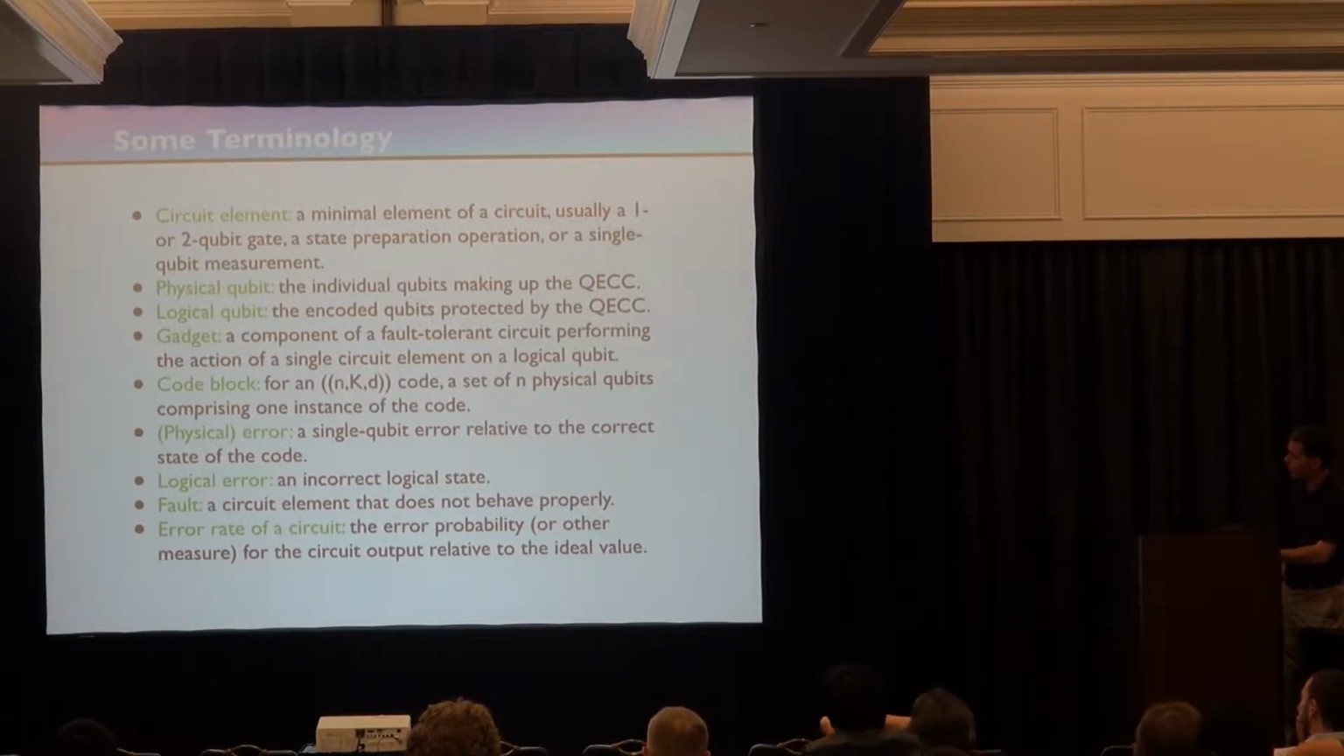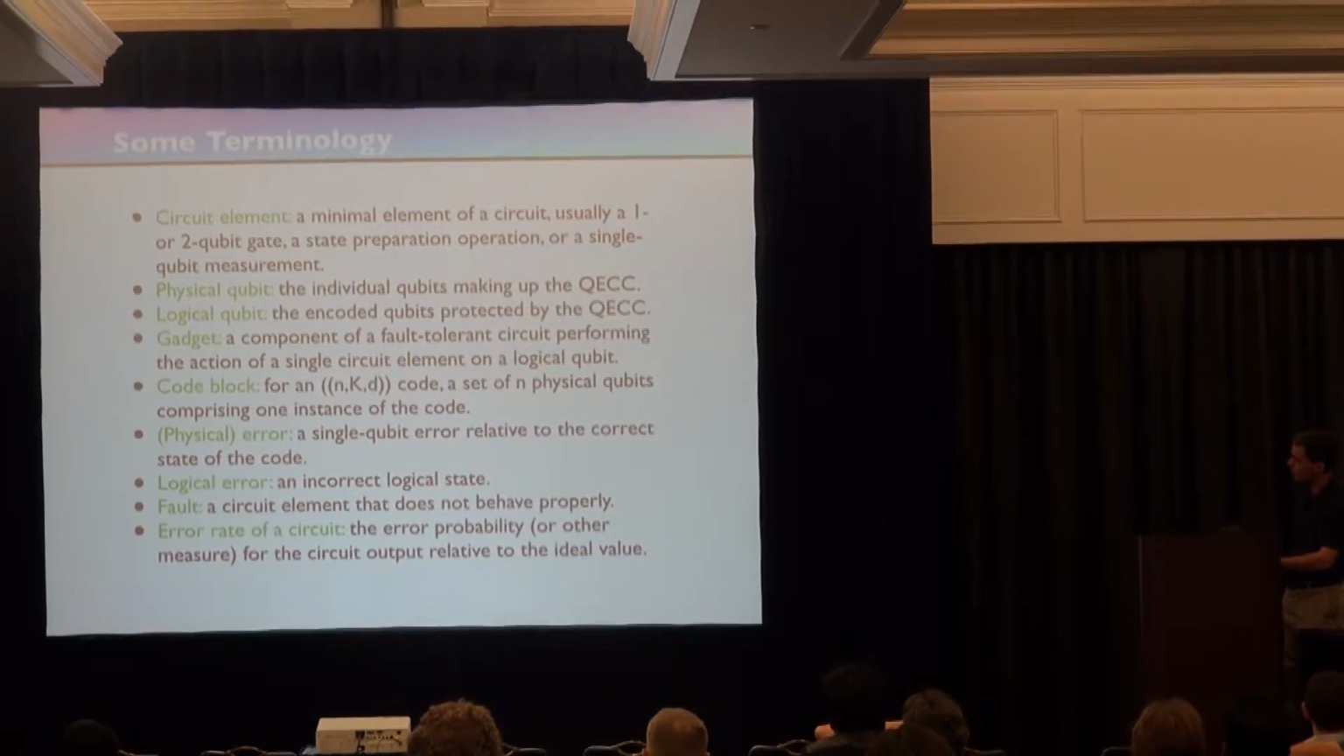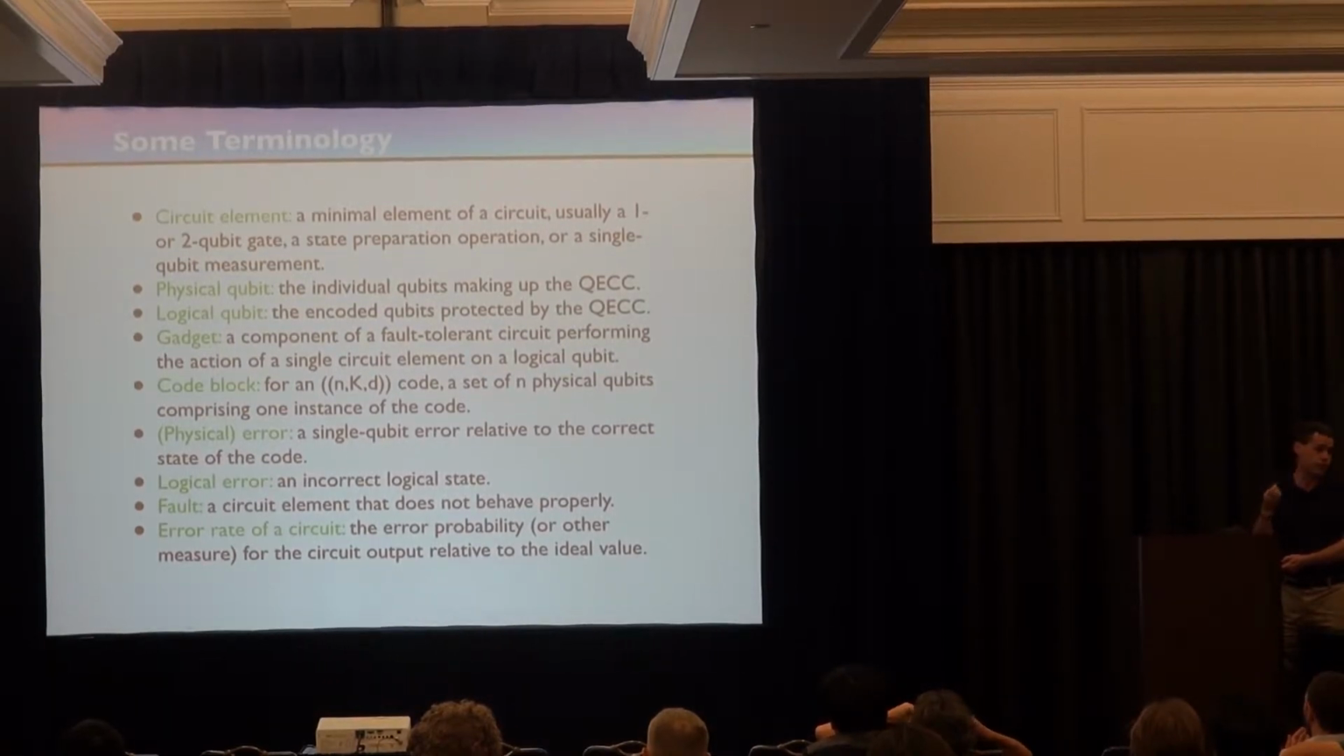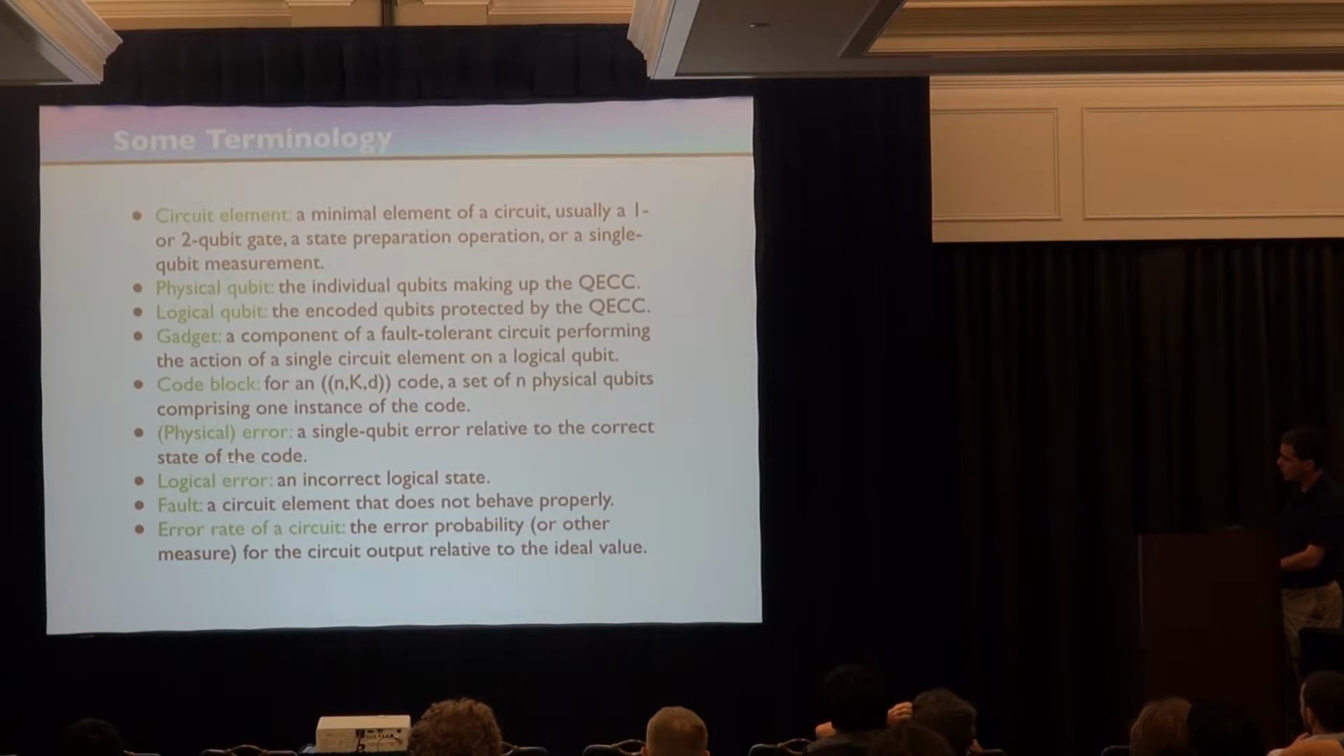Some of this terminology may just appear once, and then I'm never going to use it again, but I thought I should get it out of the way. So a physical error is an error that's occurring on physical qubits. Generally, I'm going to talk about single qubit physical errors, but you don't have to. And then a logical error, of course, is an error that occurs on a logical qubit, which is usually what you want to try to avoid.